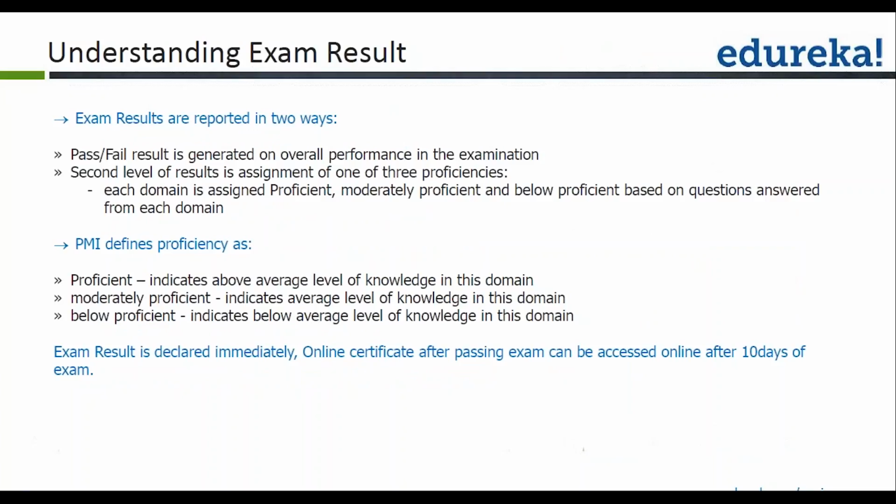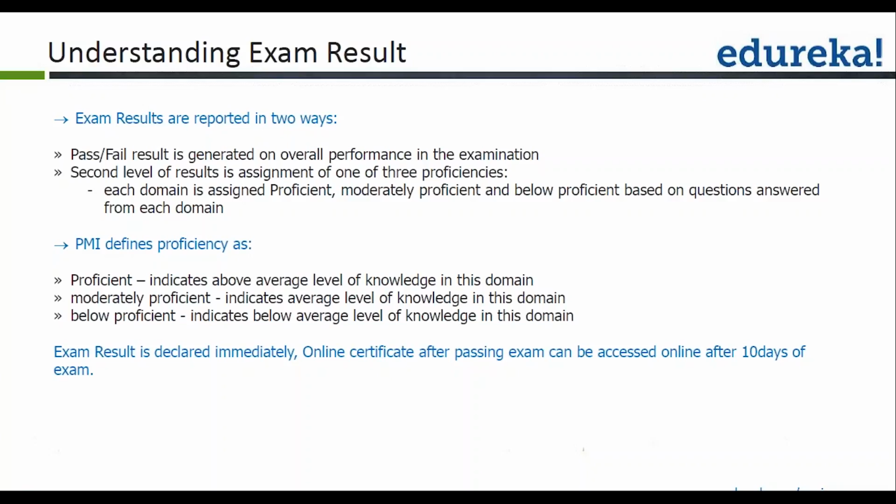Your exam results are reported in two ways. One, of course, is pass or fail, whether you have cleared the exam or not. On an overall rating, once you answer 120 questions, you will get a final result whether you have passed or failed.